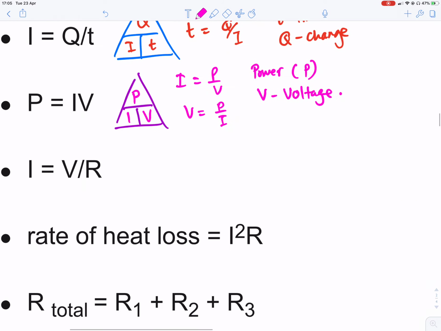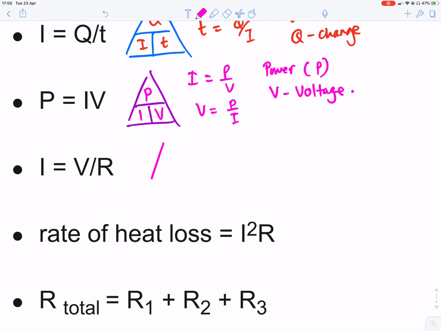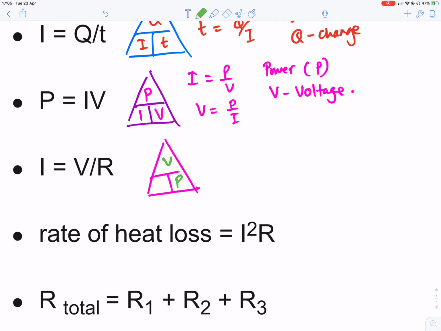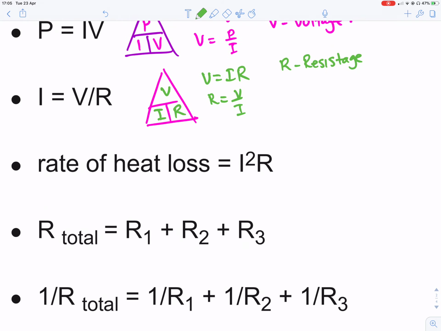Okay. The next one is I is V over R. So again, we can do a little triangle to make it easy to remember. It's V over R. So you take the V and the R, V over R, because you're dividing, is I, which means that V equals I times R, and R equals V divided by I. So R in this case is resistance. We've already looked at what V and I are in the previous two equations.